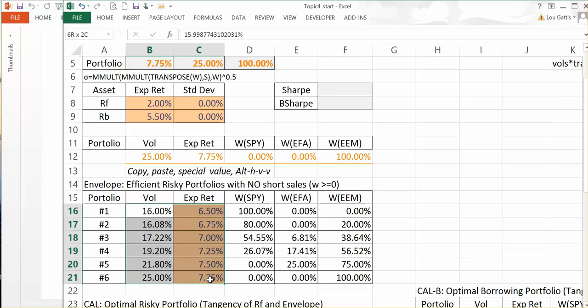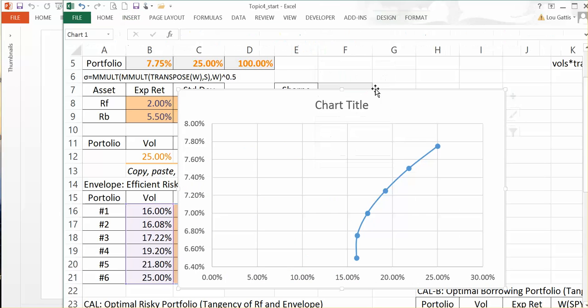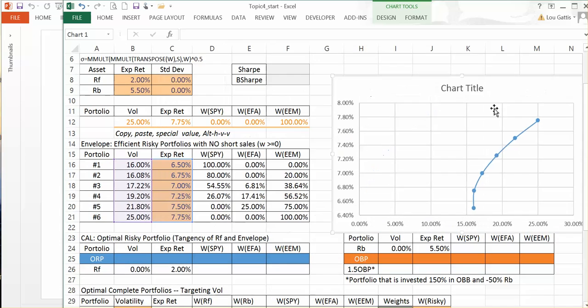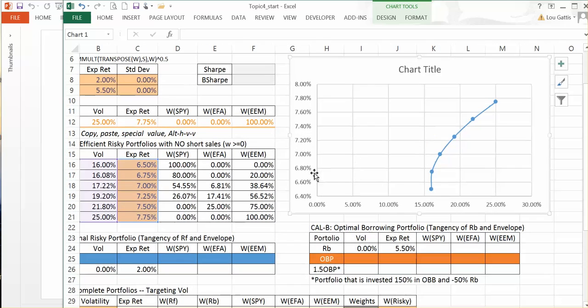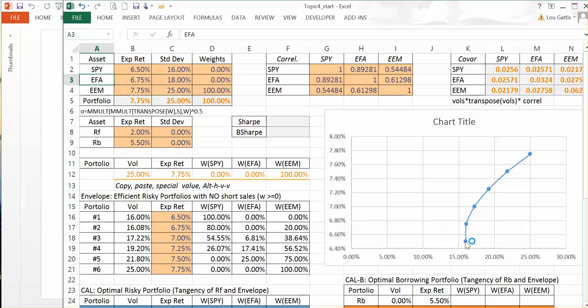So these are a set of efficient portfolios, the best portfolios I can build of these 3 risky assets for levels of return of 6.5 to 7.75, incrementing by 25 basis points. If I highlight this data and insert a chart, I'm going to insert an XY scatter with a smooth line. This is now my envelope, or efficient set of portfolios. Efficient in the sense that they minimize standard deviation for different levels of mean. So, for example, if I were to add EFA to this chart, it just so happens that this is SPY down here, and this is all of EEM here.